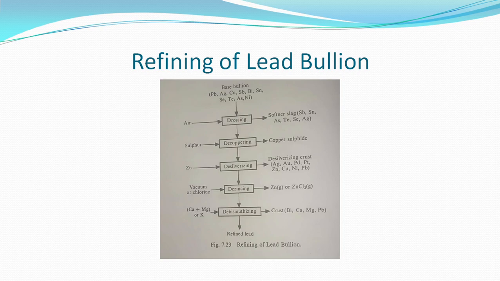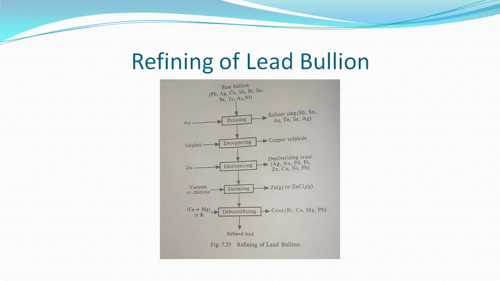Next is called dezinking, where zinc is removed. By simply applying vacuum, or chlorine is added to the solution, or you can say the molten metal or molten liquid, so zinc is removed. Either zinc is removed as vapor or zinc chloride is formed, because chlorine reacts with the zinc and it is removed in the form of zinc chloride.